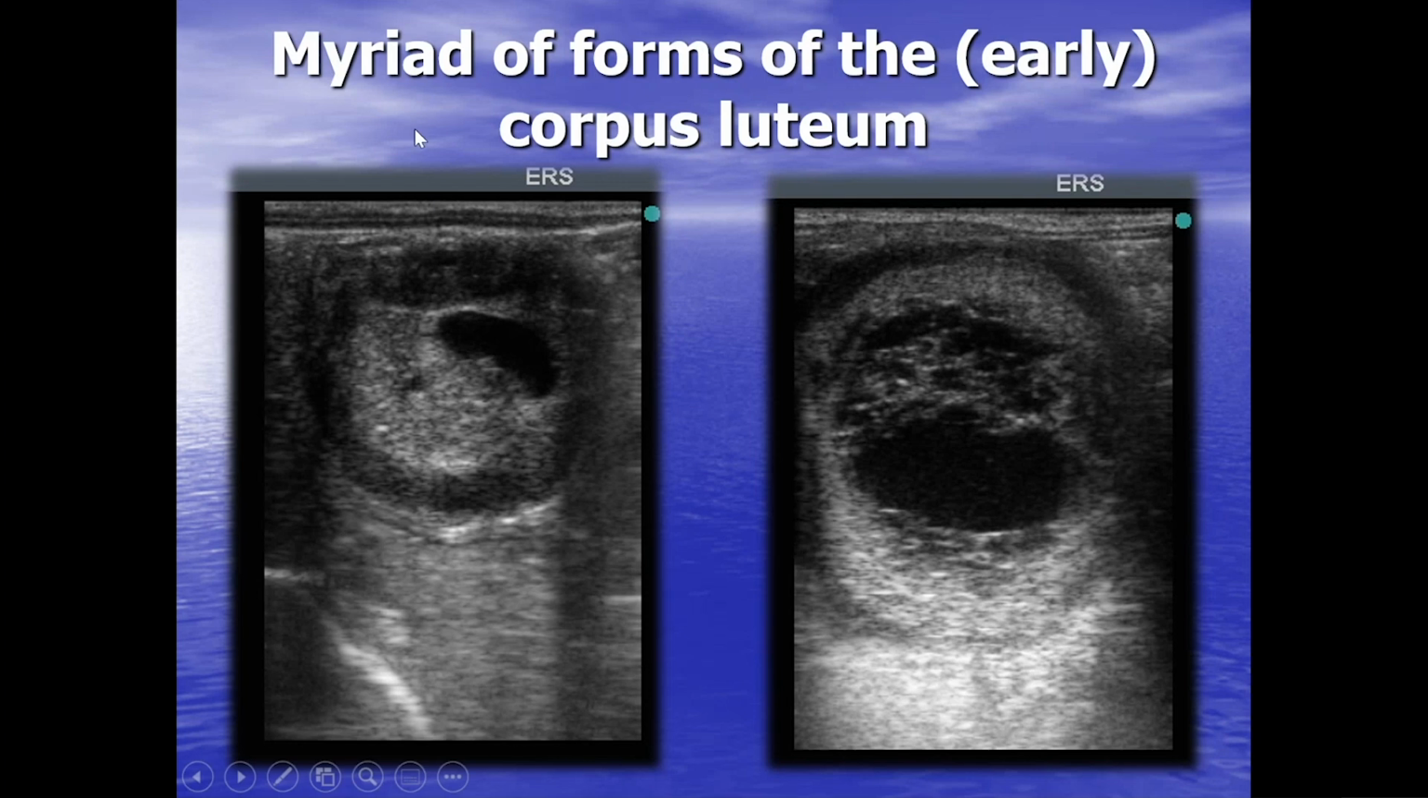It can be pretty solid. Look at this one on the left. That's a pretty solid structure. On the right, look, this kind of big lacuna of anechoic hole in it, for want of a better word, and larger than the one on the left. But both are just normal early CLs.